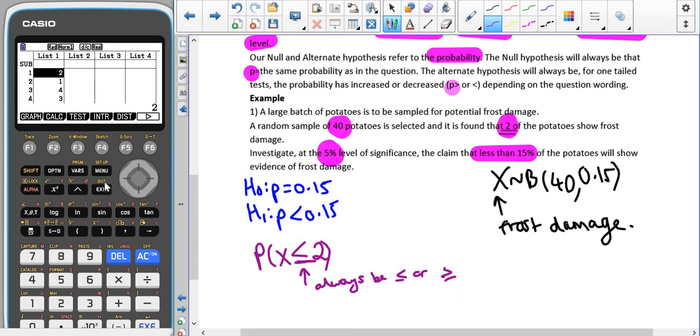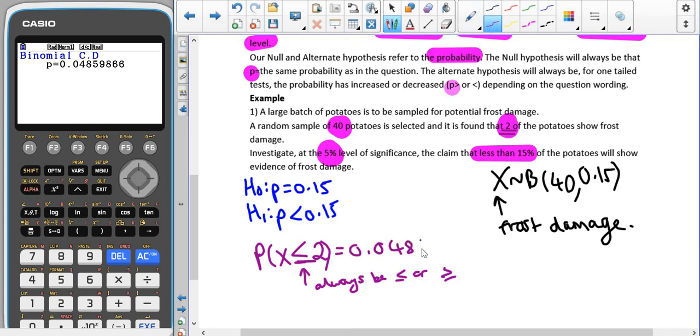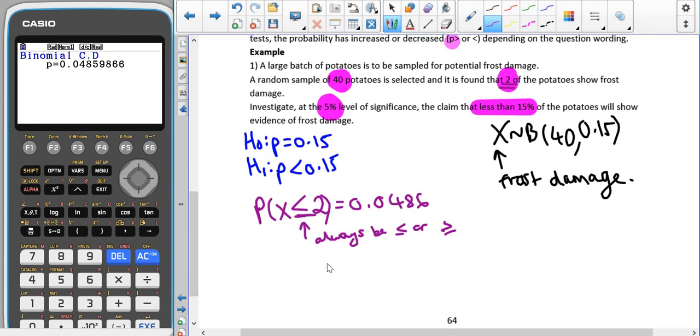So then we can put this into our calculator. We go into dist binomial, and then we go into BCD because it's not equal to. So it's less than or equal to or greater than or equal to, so we're going to BCD. The smallest that we want is 0. The most that we want is 2. The number of trials that we have over here is 40, and our probability is 0.15. That gives us a probability of 0.0486. That is our p-value or our test statistic in this case.